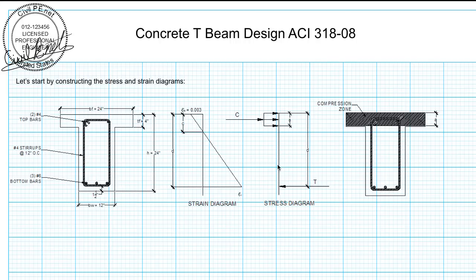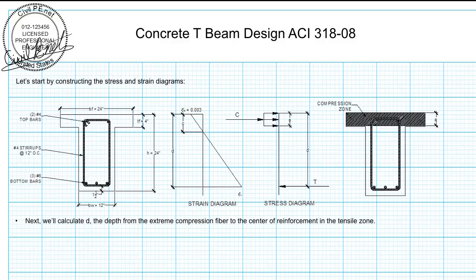Our stress diagram once again is the same. a is the depth of the Whitney stress block. C is the resultant force from this compressive stress on that rectangular portion of concrete. And T is the tensile force, which is the area of steel times the stress in that steel. I've included this section to depict things a little bit better, showing the compression zone in our section. Right now I'm showing that a, the depth of our Whitney stress block, is less than the thickness of the flange, and we're going to confirm that in a little bit. So this is the compression zone.